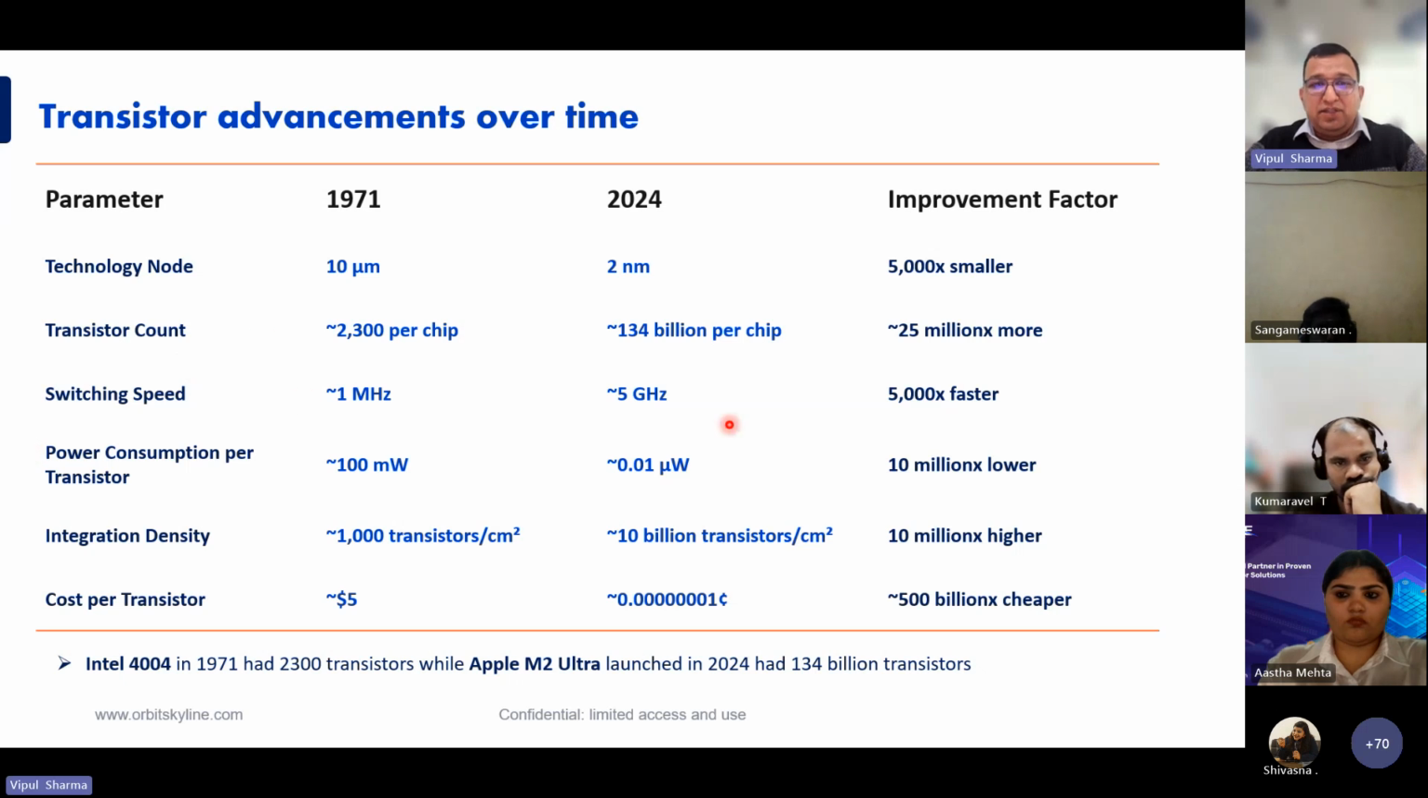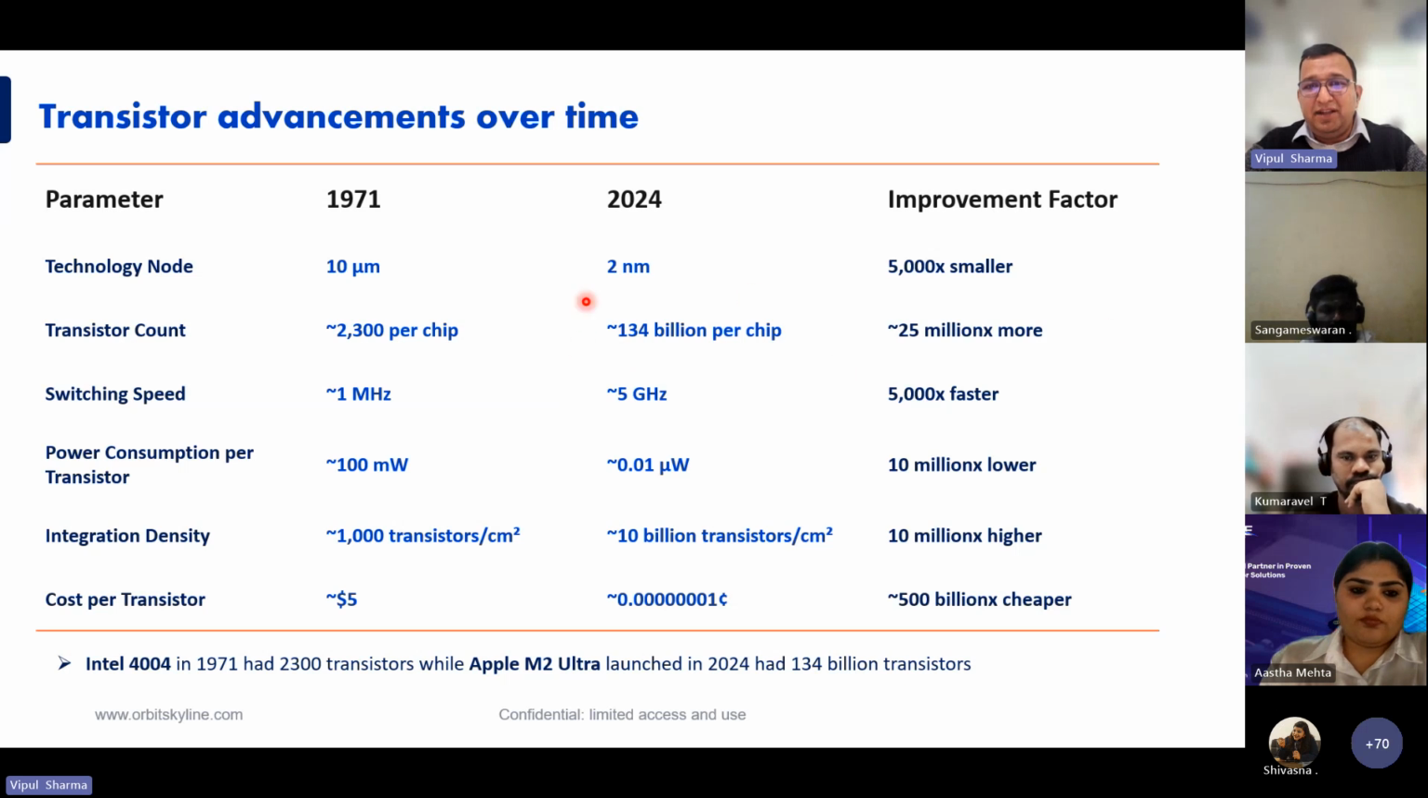And for doing all this processing, even with this high speed, the power consumed by a single transistor was 100 milliwatt, and now it is 0.01 microwatt. That is 10 million times less. So just imagine your speed is increasing 5,000 times.